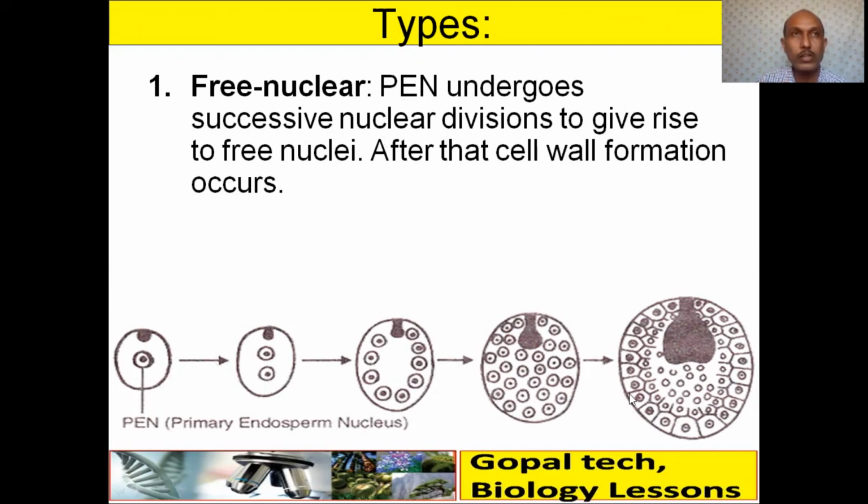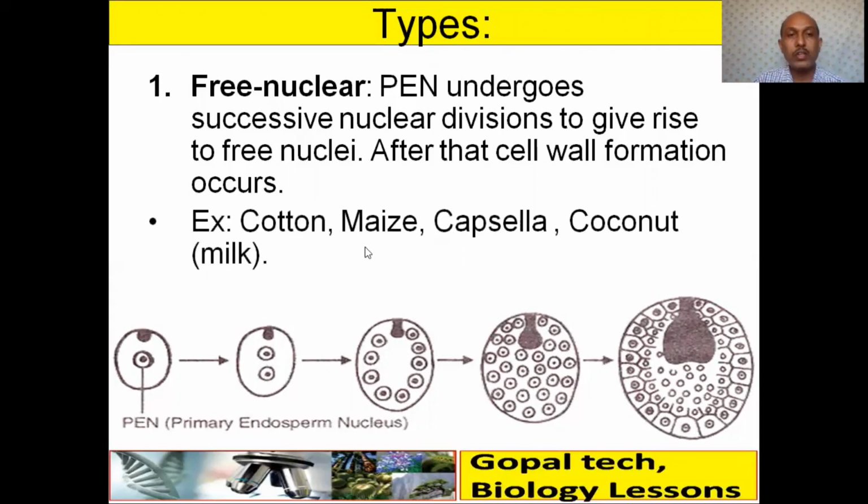तो पहला न्यूक्लियर डिवीजन होगा, इसीलिए it is called free nuclear. और once it is completed, followed by cell wall formation. It is very common in cotton, maize, capsella या coconut. जो coconut का आप milk बोलते हो, that is a free nuclear endosperm. और फिर उसके बाद that coconut का अंदर का white color, that is called copra, COPRA. So that is cell wall formation.